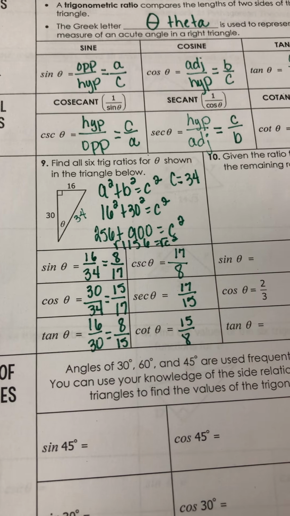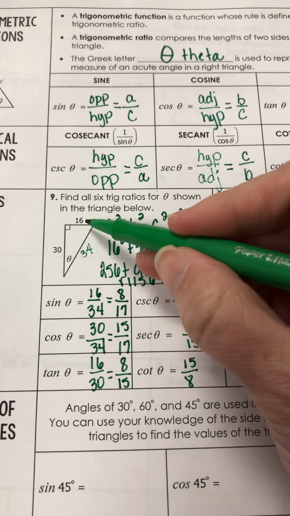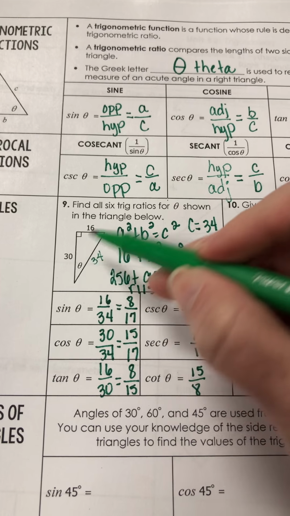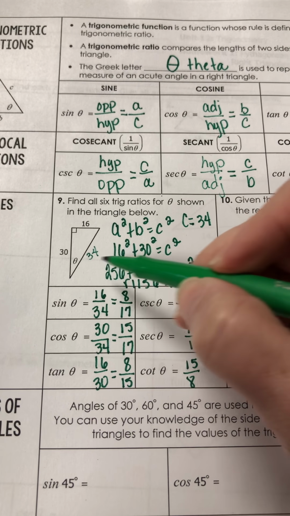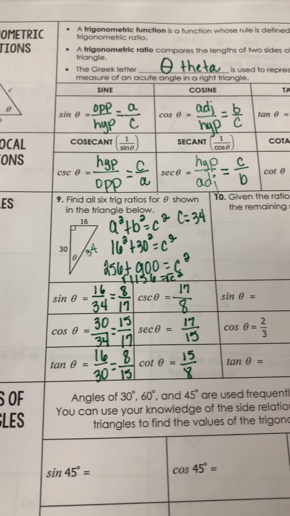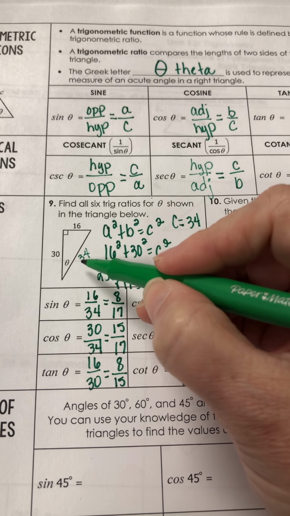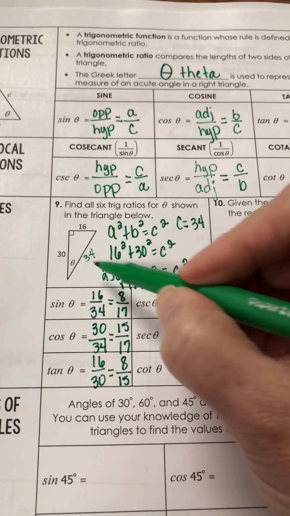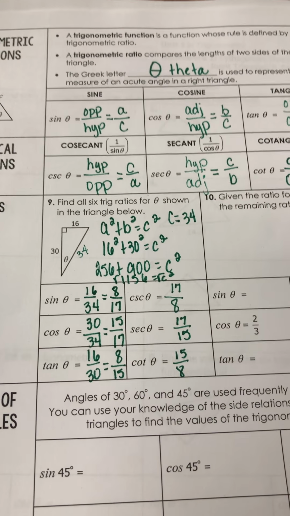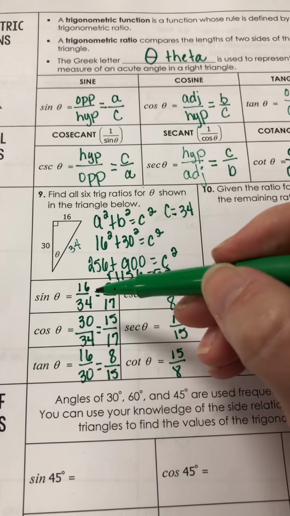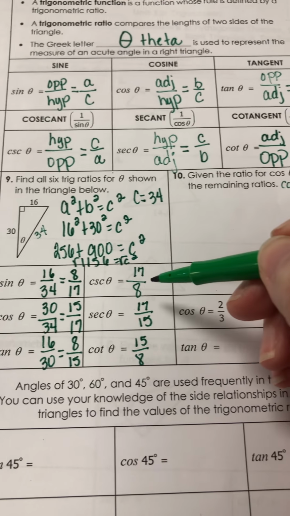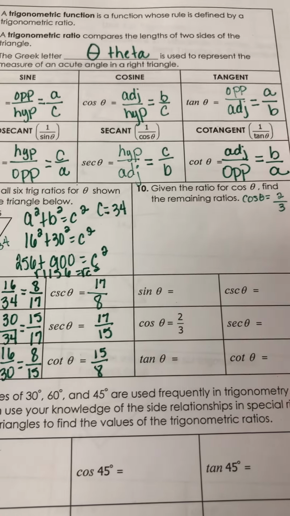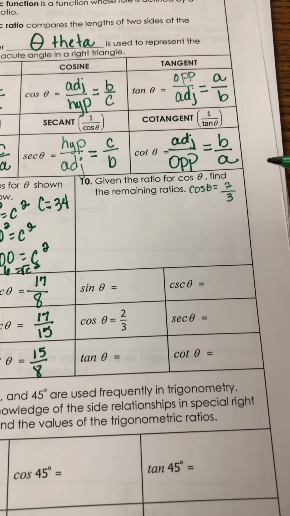So those are the values of the 6 trig functions given 2 legs of a triangle. If you're given 2 legs of your right triangle, find the hypotenuse using the Pythagorean theorem. Same applies if you're just given the hypotenuse and a leg. Find the other leg using the Pythagorean theorem, because you need all 3 sides in order to find your sine, cosine, and tangent. If you can find your sine, cosine, and tangent, then the cosecant, secant, and cotangent are just going to be the flipped values of those, the reciprocals.